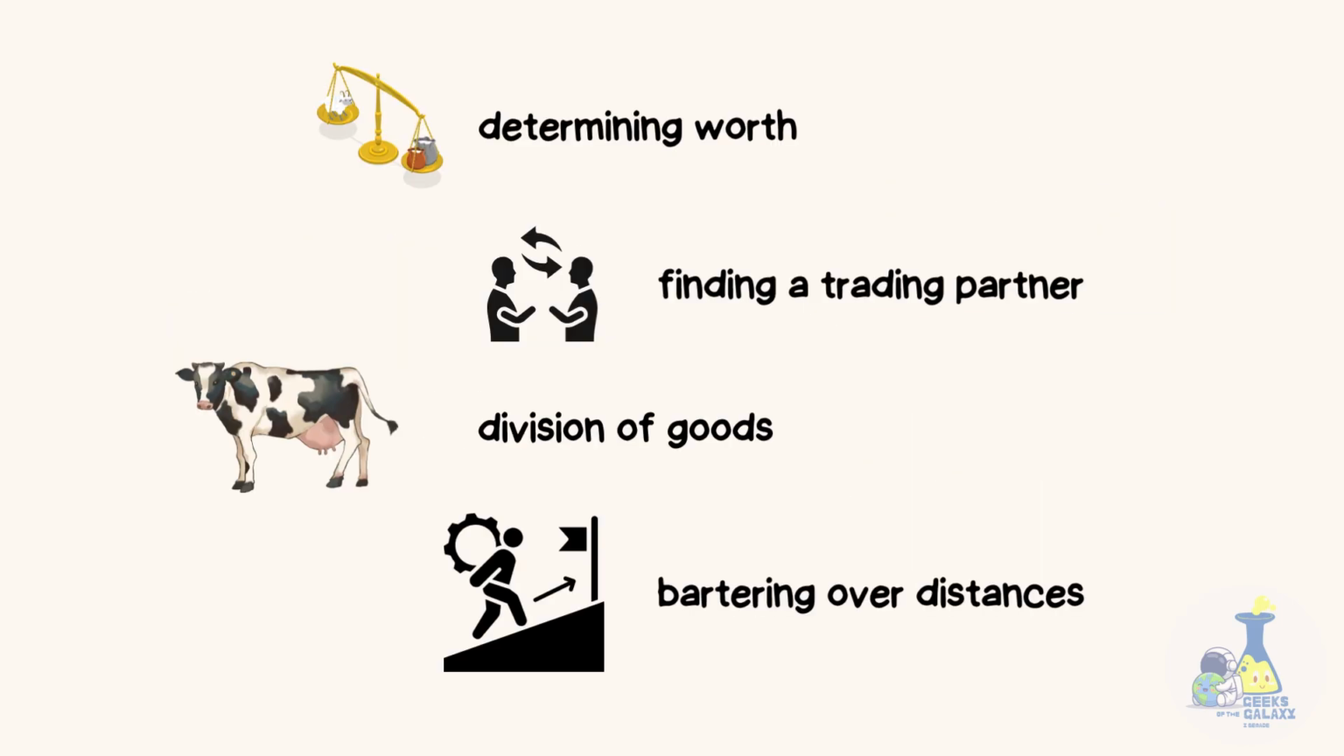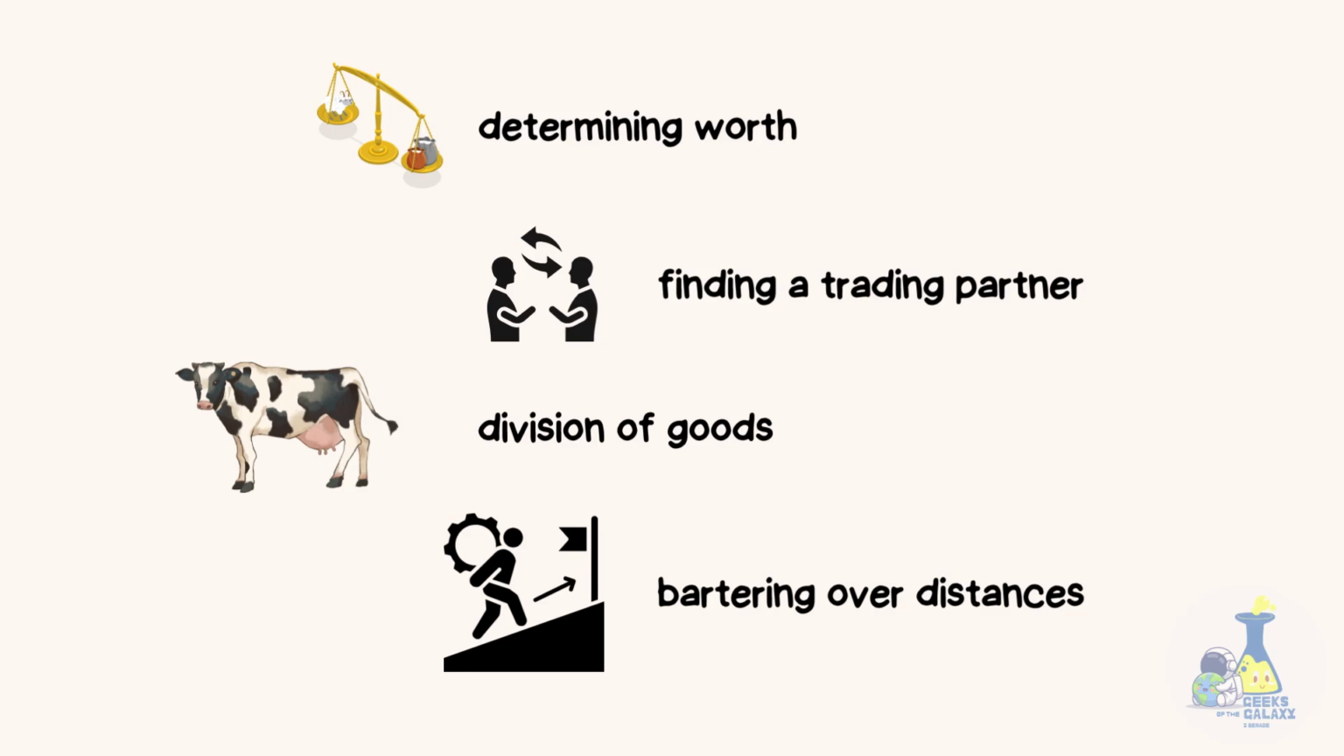Let's have a look at some of the challenges and limitations of bartering. It's hard to determine the worth of the items that are bartered with. Different people might disagree about what something's worth. Finding a trading partner is also a challenge. When bartering, both parties must want what the other one has to offer. If both parties do not want what the other one has to offer, they need to find an alternative solution.